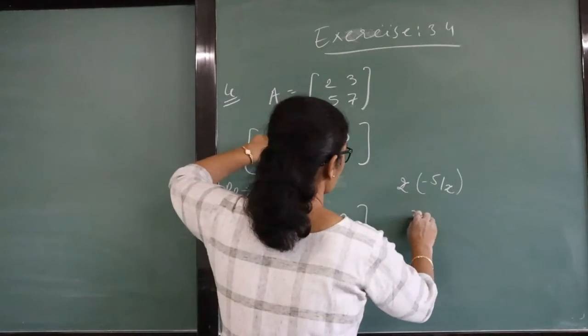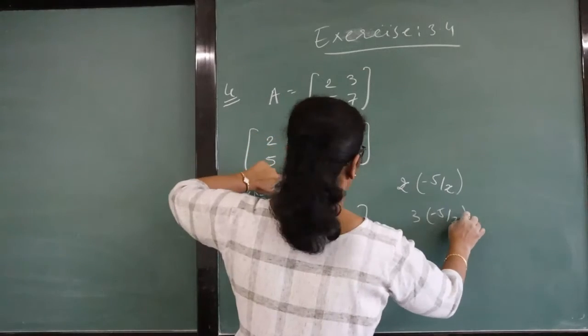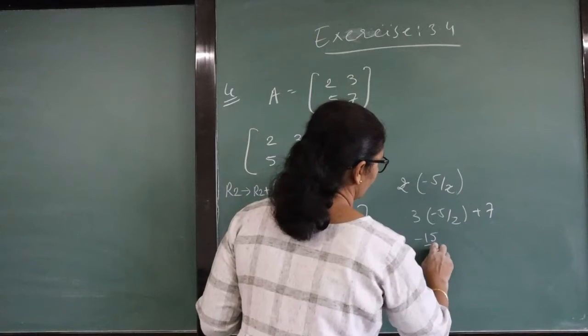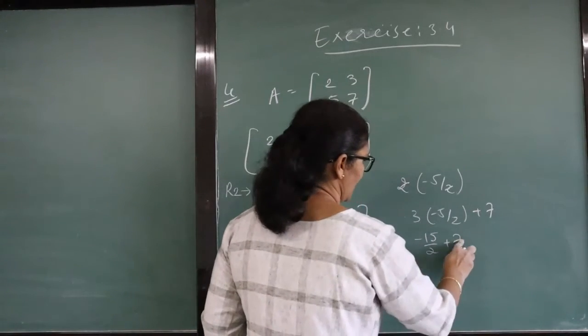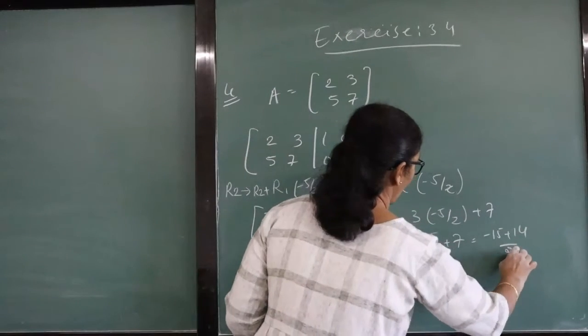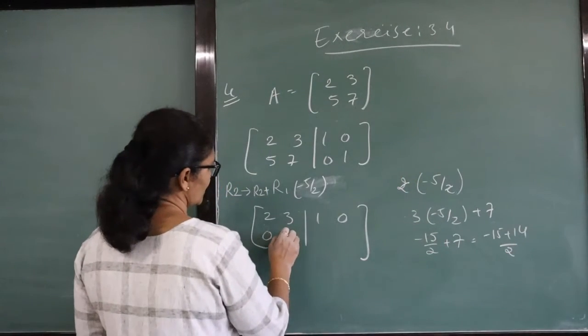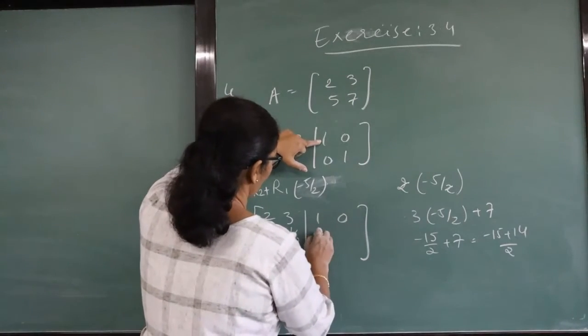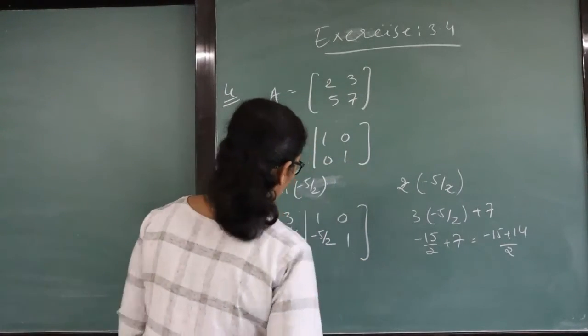Now multiply this 3 with minus 5 by 2 and add 7. So what is it? Minus 15 by 2 plus 7. 7 2s are 14, so minus 15 plus 14 by 2. So what you get? This will be minus half. Now multiply this with minus 5 by 2 and add 0. So keep as it is.